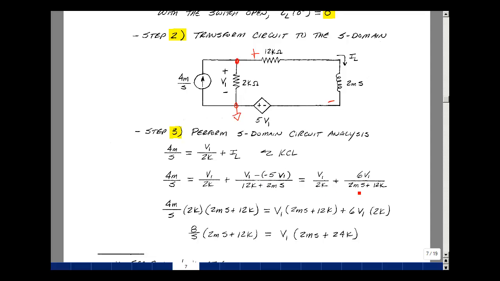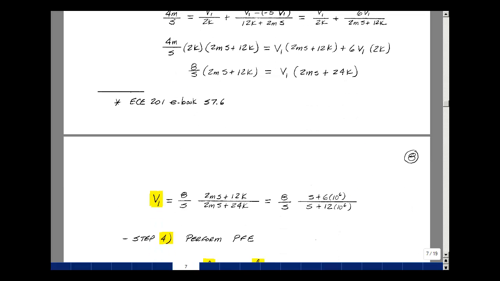Multiply both sides of the equation by the denominator here. In other words, 2K times the quantity 2 milli S plus 12K. Multiply on this side of the equation, the 2K's cancel. I just get V1 times 2 milli times S plus 12K, and then this term 6V1 gets multiplied by 2K. 4 times 2 is 8, milli times K cancels, so I get 8 over S. Here I've got 12K, and here I've got 6 times 2, which is another 12K. So add those two together, get 24K. We now can solve for V1.